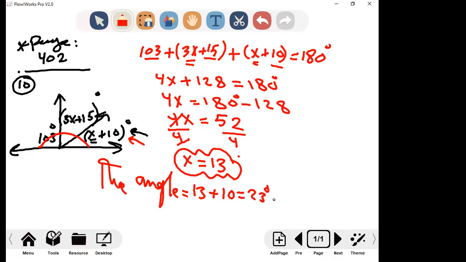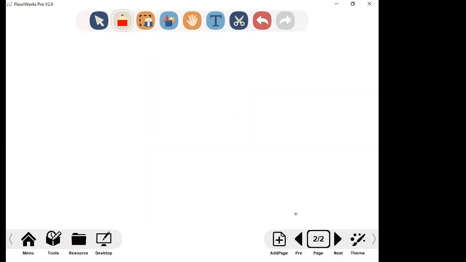This is question 10, page 402. Is it clear? Are you sure? Good. Now the other question is question 12, right? The same page. Am I correct? Yeah. Question 12 on the same page, page 402.